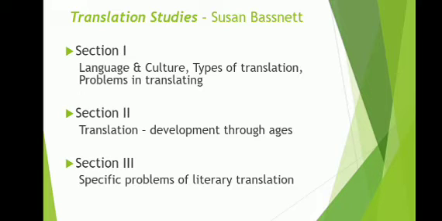Based on the chapters of the book, 3 broad sections can be identified. Section 1 deals with language and culture, types of translation, and problems in translating. Section 2 gives an overview of the development of translation through ages. Section 3 analyzes the specific problems of literary translation with reference to translating poetry, prose, and dramatic texts.